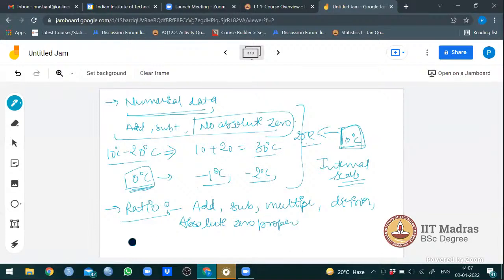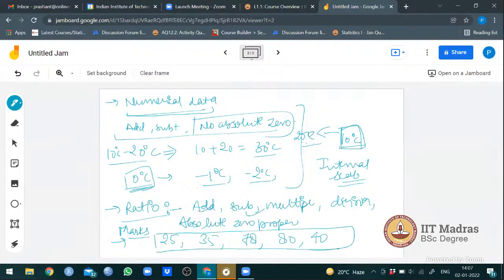Suppose you have some numerical data, marks. Someone has 25, someone has 35, and 78, 80, and 40. In this you can perform addition, subtraction, multiplication, and division.